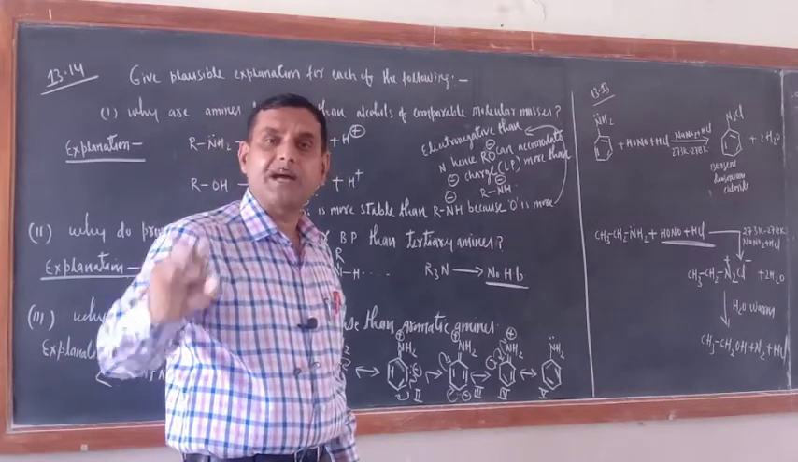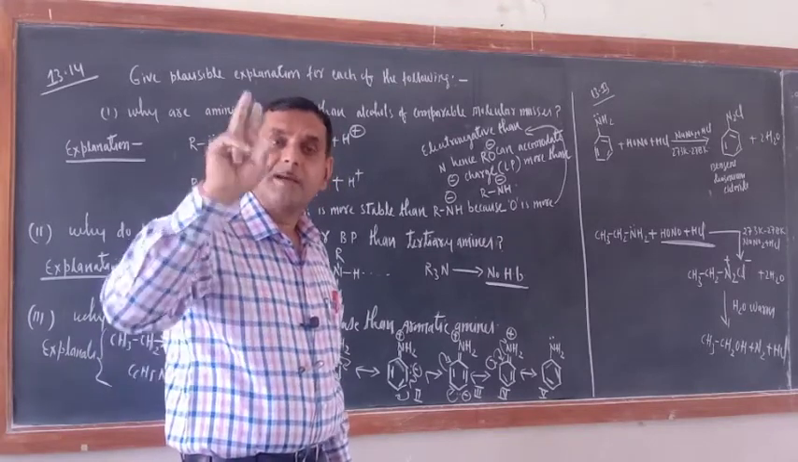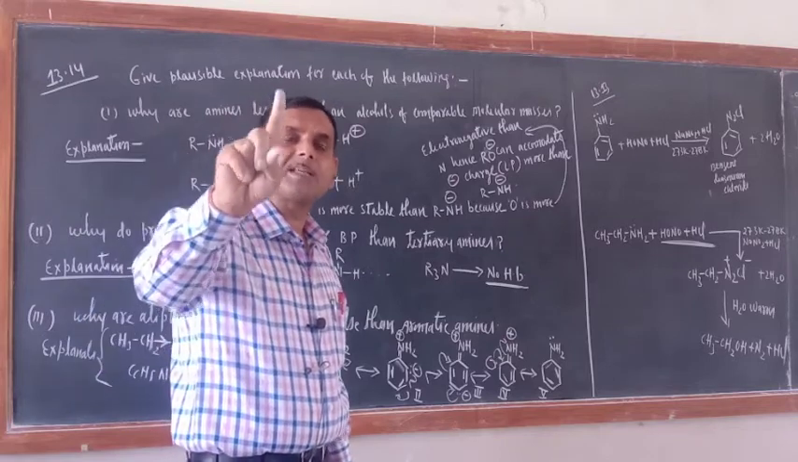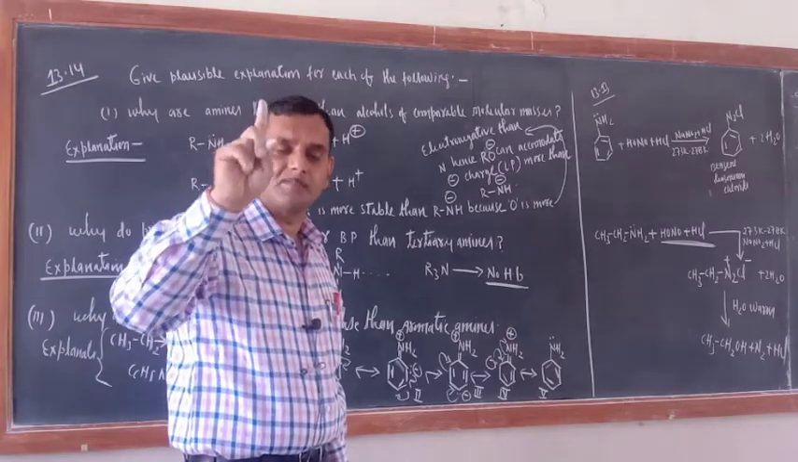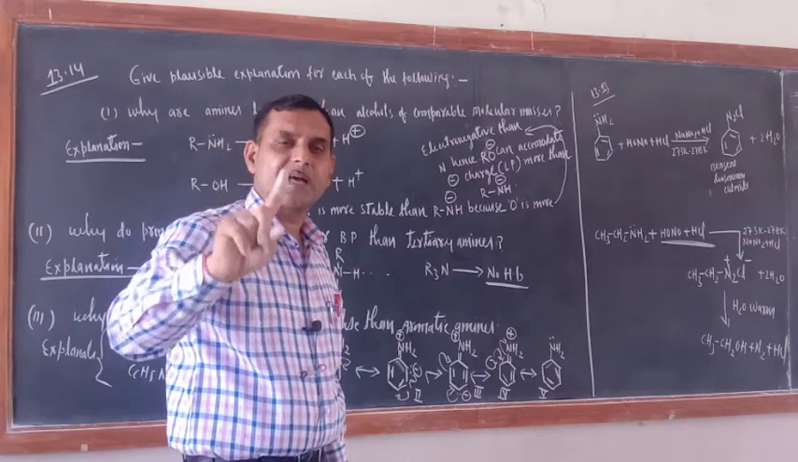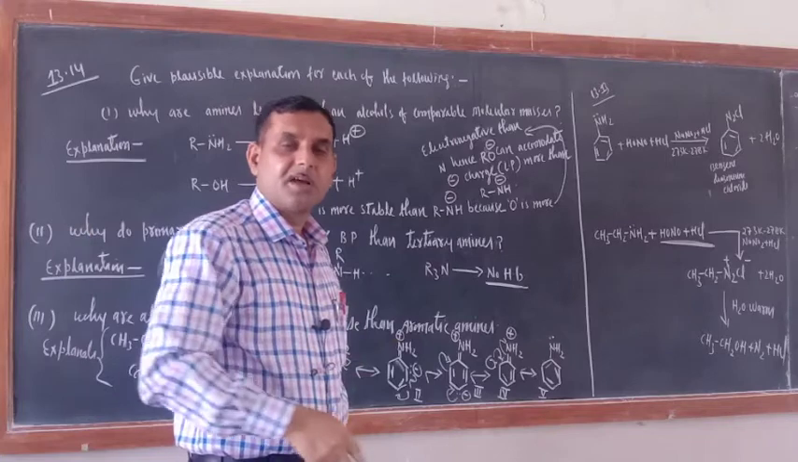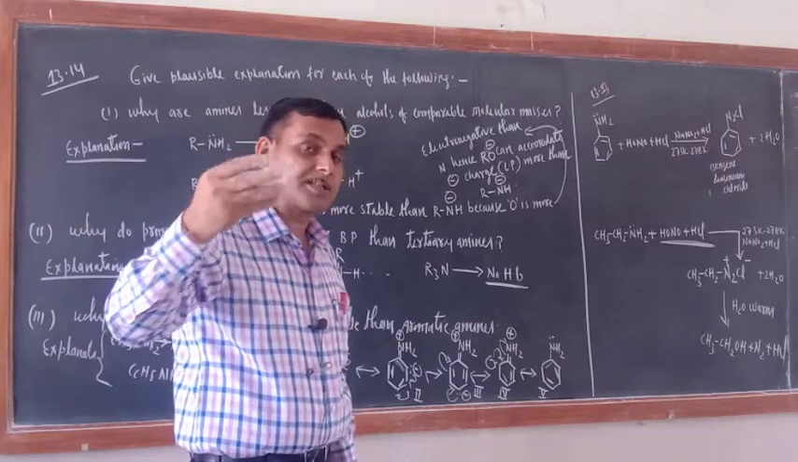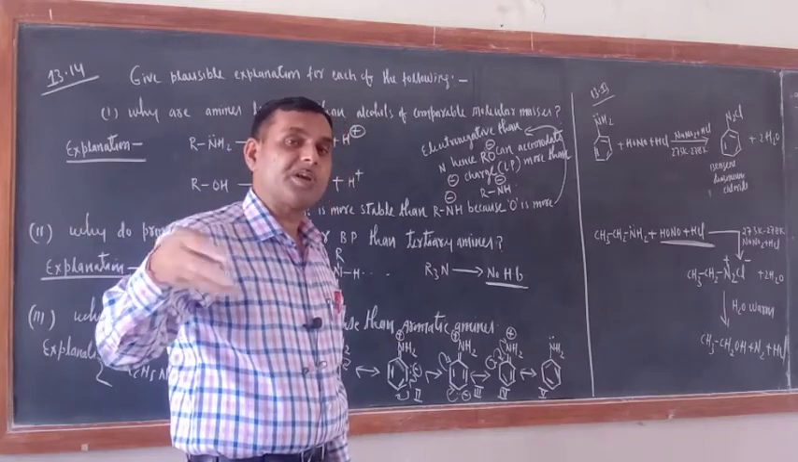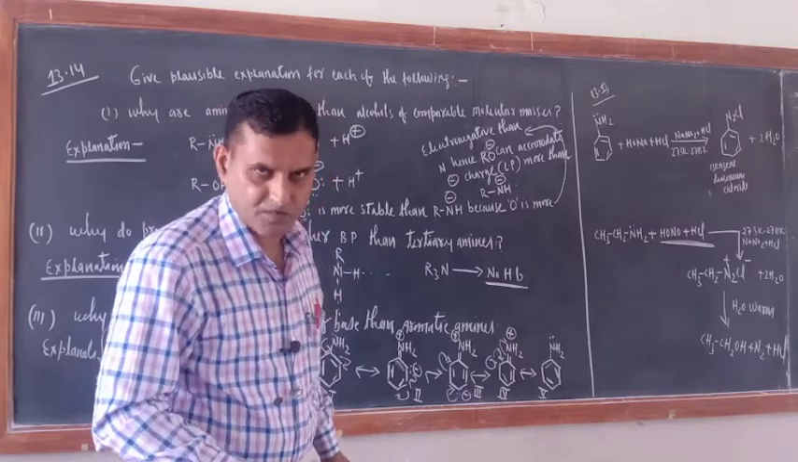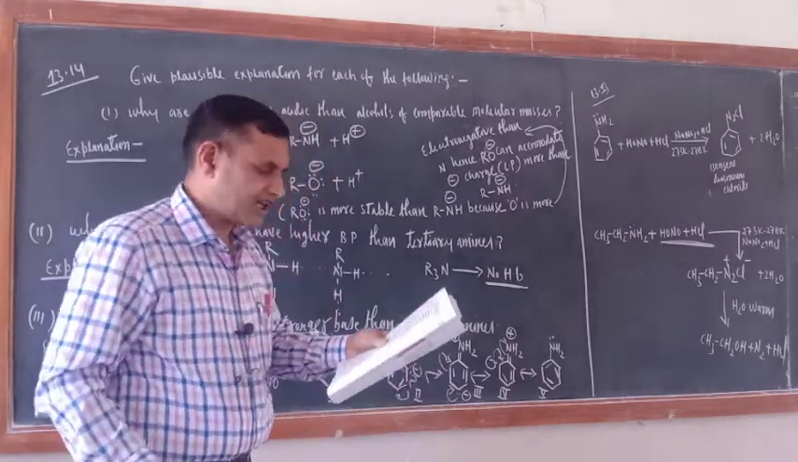Aliphatic primary amines, because in this method a mixture of amines will not be formed. Only one amine, that is, 1 degree aliphatic amine will be formed. So there is no problem in the separation. While in ammonolysis, what was there? A mixture of 1 degree, 2 degree, 3 degree amines is formed, and it is very difficult to isolate them. Okay, so now no need to tell this one.